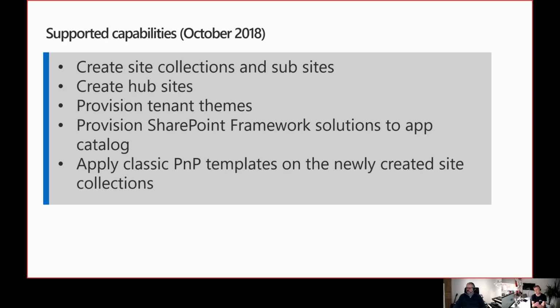You can create subsites inside of the site collection. You can set an existing site to be a hub site. Basically, it's a root site of a site collection which is set to be a hub site. So you're able to automate that one using the template as well. You're able to provision tenant themes. So these are the modern tenant themes for SharePoint Online. You're able to provision SharePoint Framework solution to the app catalog.